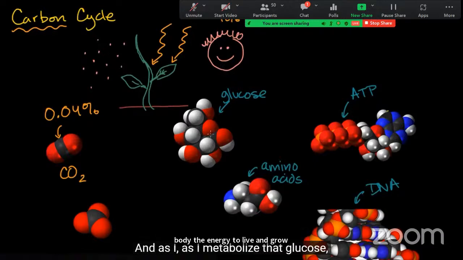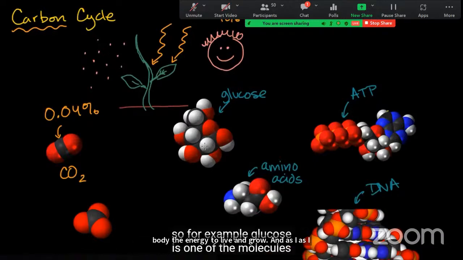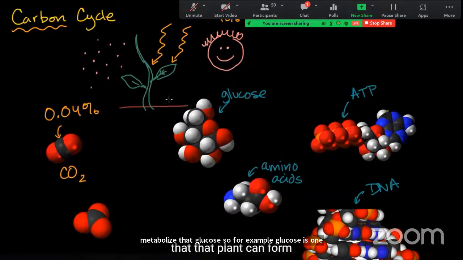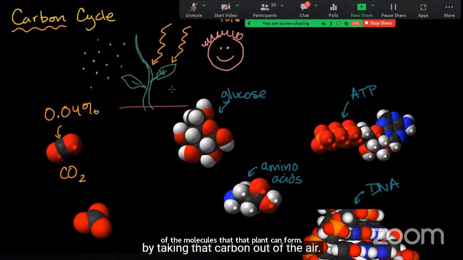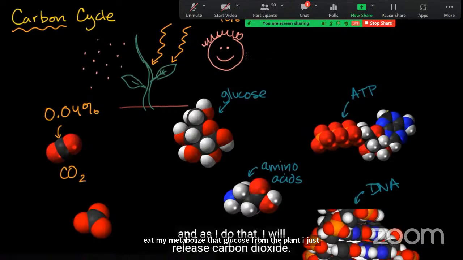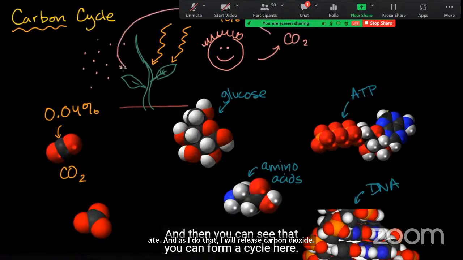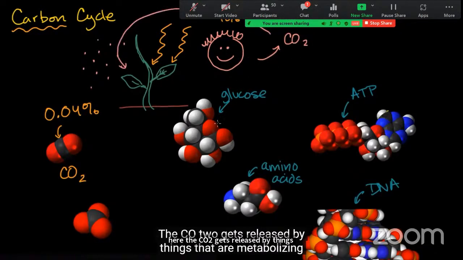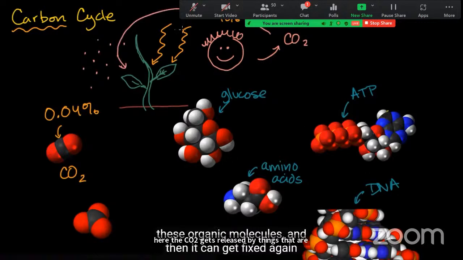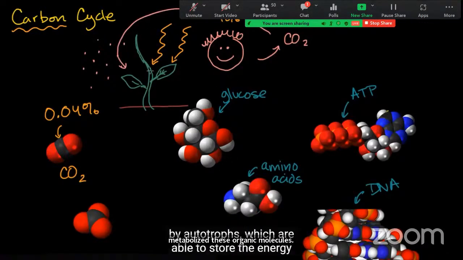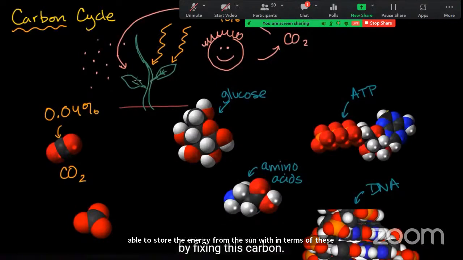And as I metabolize that glucose, so for example, glucose is one of the molecules that plant can form by taking that carbon out of the air, and then I might metabolize that glucose from that plant I just ate, and as I do that, I will release carbon dioxide. So I will release the CO2 back in the air. And then you can see that you can form a cycle here. The CO2 gets released by things that are metabolizing these organic molecules, and then it can get fixed again by autotrophs, which are able to store the energy from the sun in terms of these bonds by fixing this carbon.